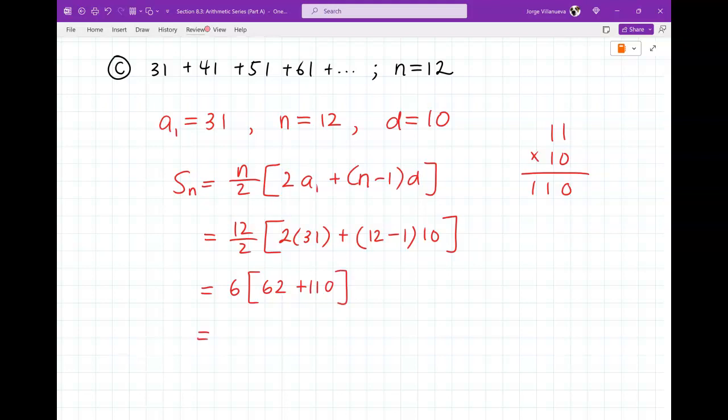So that's 6 times 172. And 6 times 172, what do we get? 6 times 2, that's a 12. 7 and 6 is 42, so that'd be a 43. So 1,032. And that would be your sum.